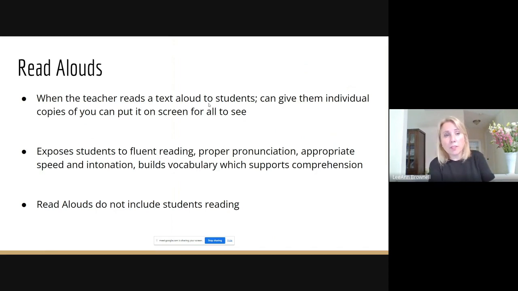The benefit of a read aloud is it exposes students to what a fluent reader sounds like: the proper pronunciation of words, the appropriate speed and intonation, and reading with expression. It also builds vocabulary, which again will support comprehension. And this does not include students ever reading. So read aloud is not popcorn reading or read around the room. It's the teacher modeling fluent reading.